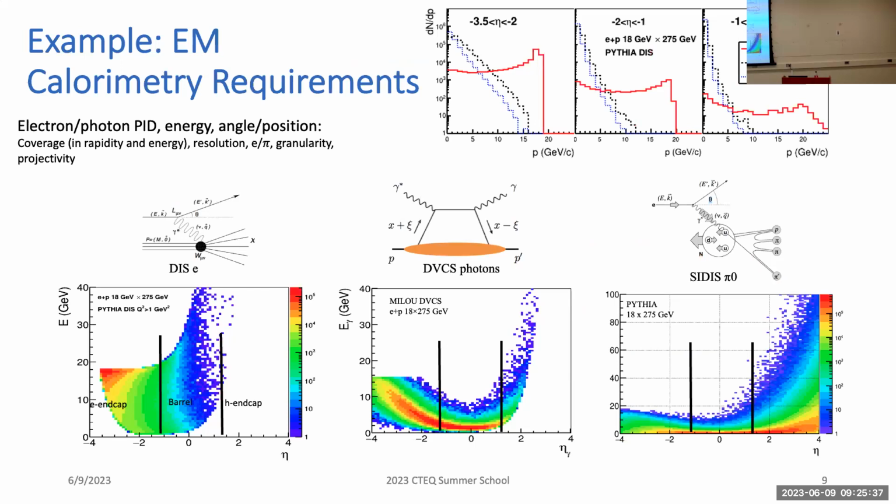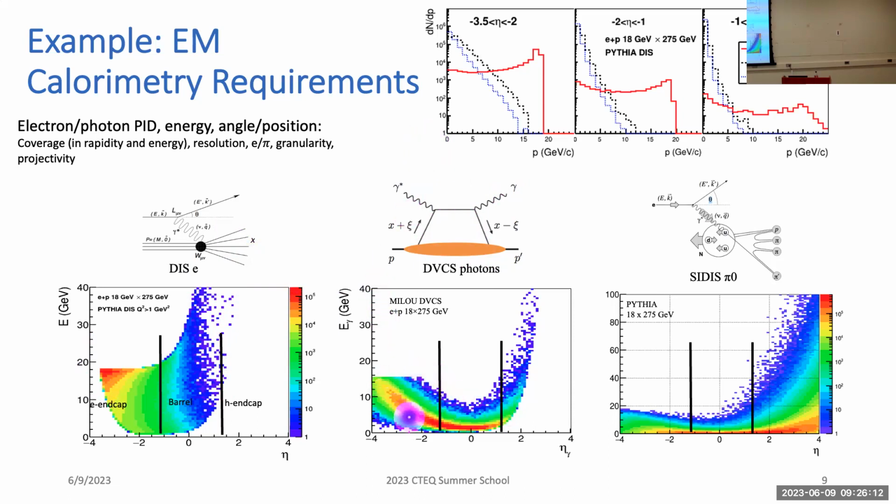This is just another example of the requirements and how they're related to the physics processes. So for DIS, good old fashioned deep inelastic scattering, you can ask yourself, where do most of the electrons go, right? Well, most of them go into the end cap, but there's some part of the cross section that sends them into the barrel and even into the hadronic end cap. If you want to measure deeply virtual Compton scattering, that's one of these exclusive processes, where does the final state photon go? Well, a lot of them go into the electron end cap, but a lot of them go into the barrel.